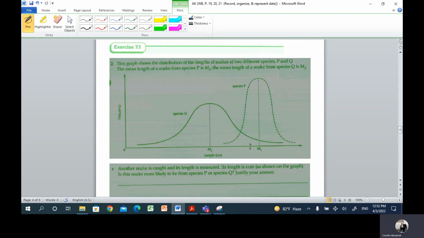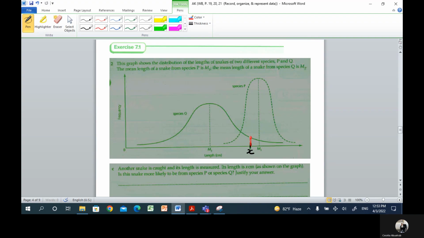This is the X, okay? Its length is X. As shown on the graph, is this snake more likely to be from species P or from species Q? And justify your answer.